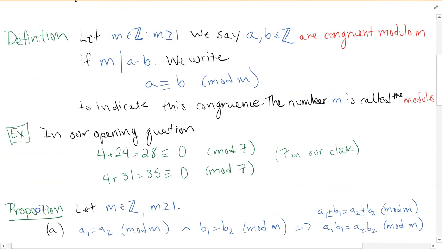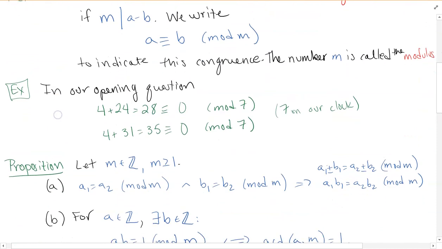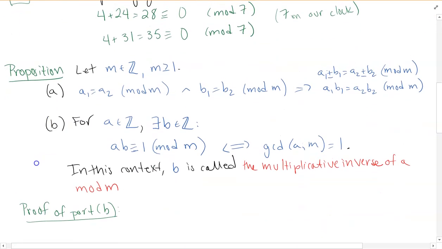Okay, and then with this definition, of course, we have some propositions. If we have two numbers that are congruent, A1 and A2, and another set B1 and B2 that are congruent, A's and B's not necessarily the same, then if we add or multiply them under this modulus, then we get the same thing. Okay, that's actually going to be a homework problem. So all I can say is use the definition for that one.